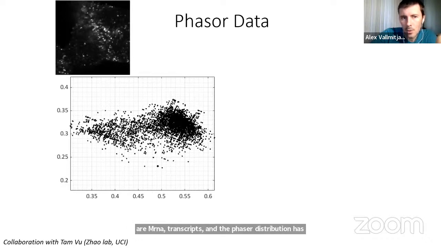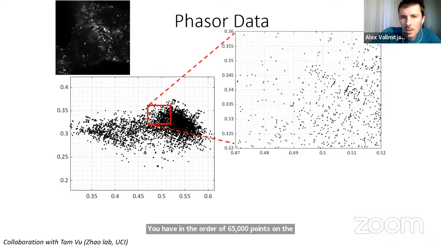Now, the number of points on the phasor plot depends on the number of pixels on the image. In this case, it's 256 by 256 images. You have in the order of 65,000 points on the phasor plot.